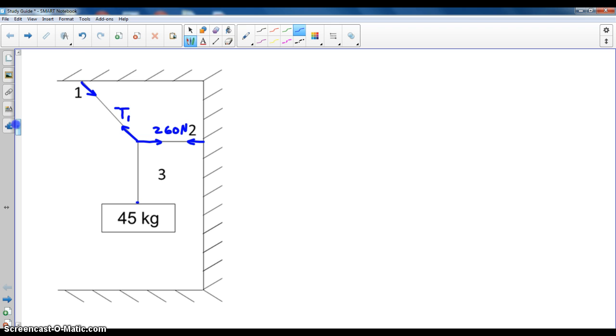Good. Now, this rope 3 has been stretched, so its ends are being pulled toward the middle. And of course, the force of gravity pulls down on our block. Mass is 45 times g. If we use 10, then mg is 450 newtons. Because that block doesn't move, up T3 balances down 450.